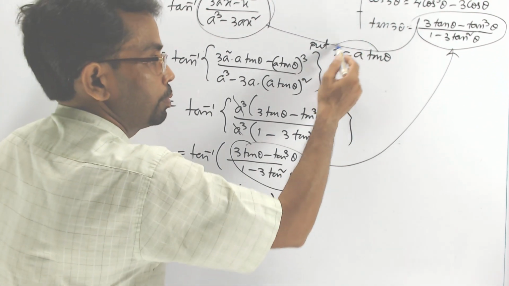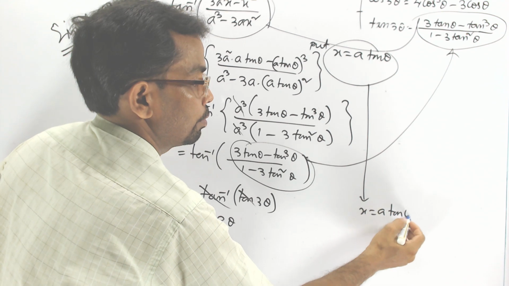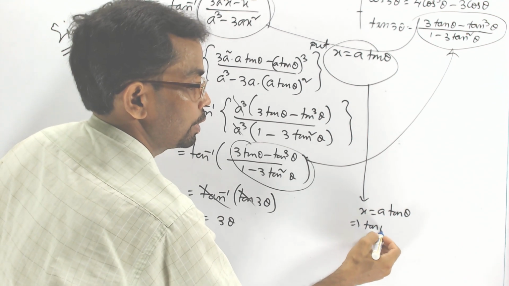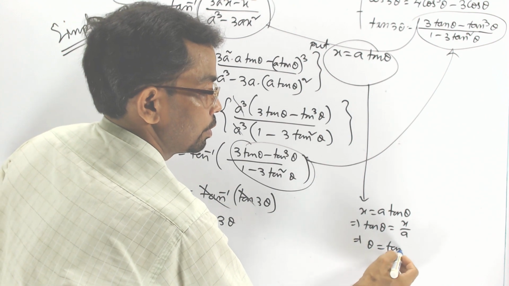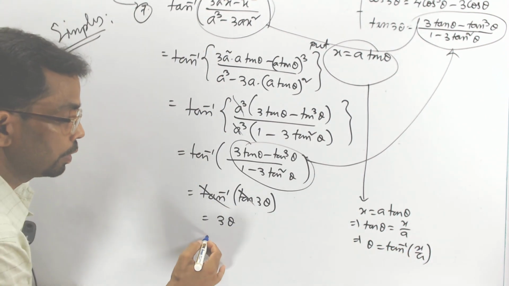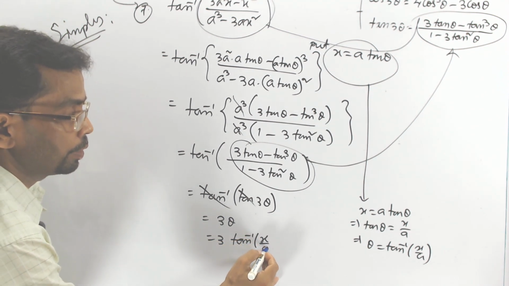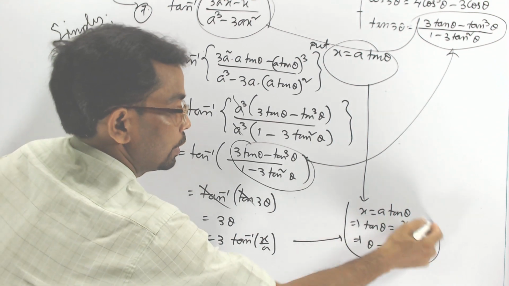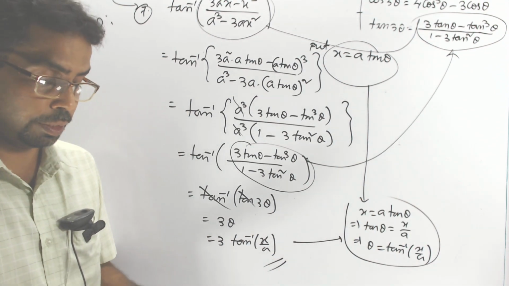What we have taken? We have taken x is equal to a tan theta. From here, if we find tan theta, it will be x by a, and theta is tan inverse x by a. Then in place of theta, what we can write? Tan inverse x by a, it is shown here. And then this is the simplest form. We can write which is the simplest form.